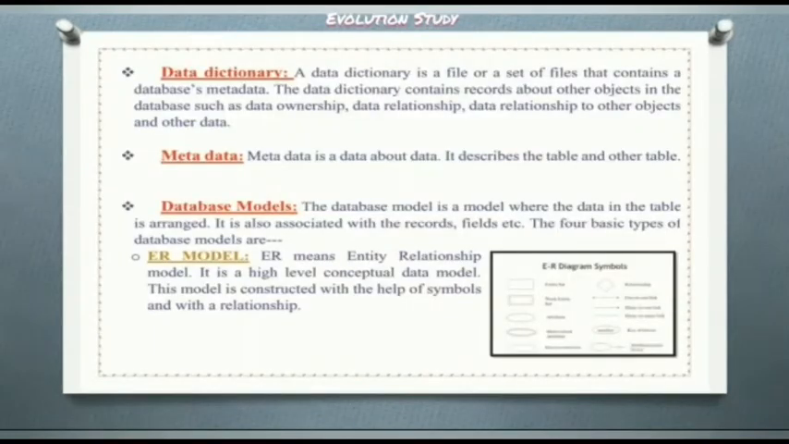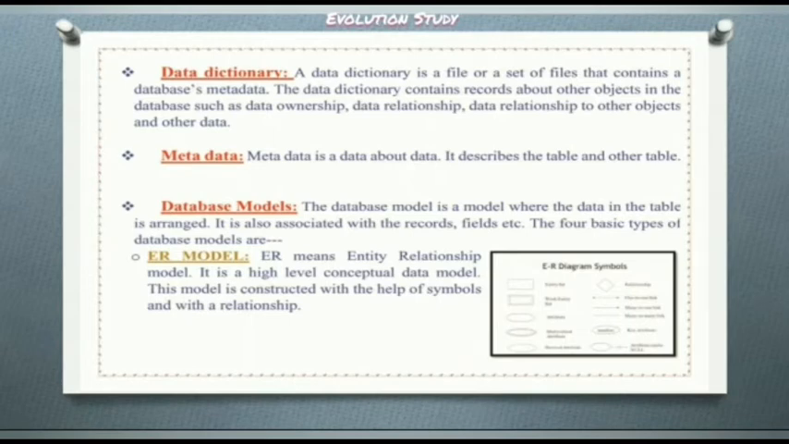So what is a data dictionary? A data dictionary is a file or a set of files that contains a database's metadata. The data dictionary contains records about other objects in the database, such as data ownership, data relationship to other objects, and other data. Now what is metadata? Metadata is data about the data. It describes the table and other tables.